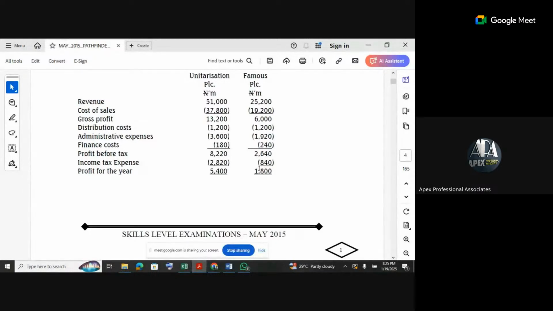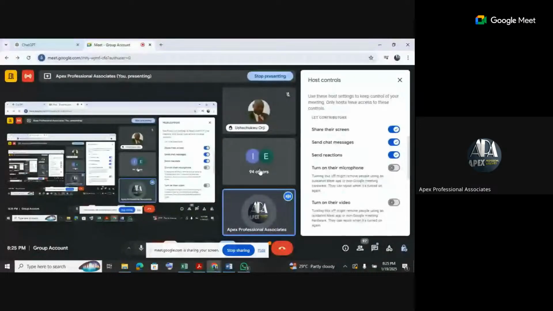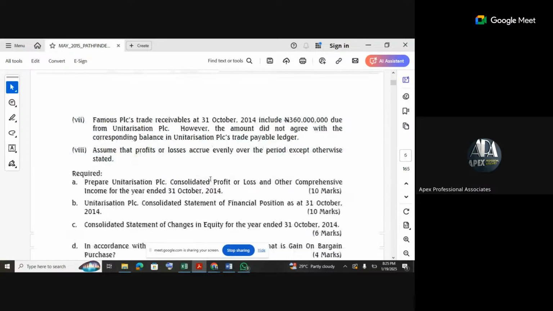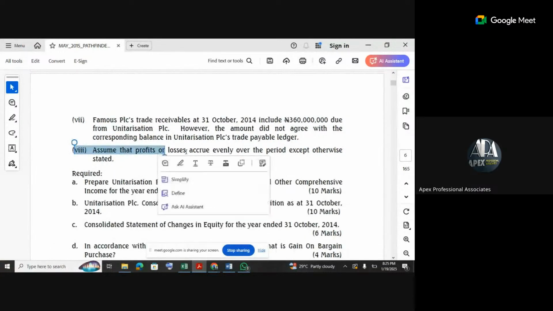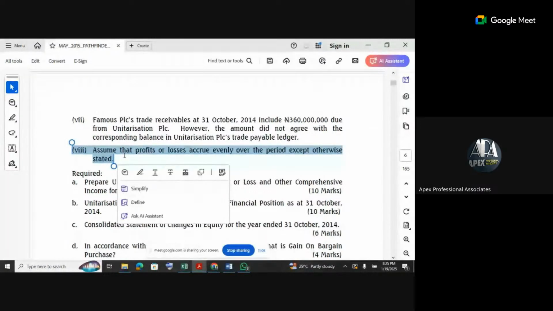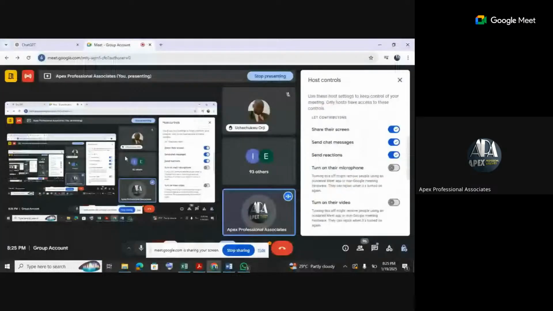So I'm just going to assume something from the question too. The question said to assume that profit or losses accrue evenly over the period except otherwise stated. What this statement is telling you is that you can assume each of the 6 months has the same profit, so that it doesn't lead to complications of calculation.